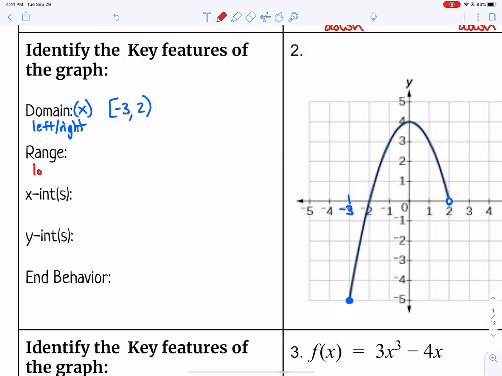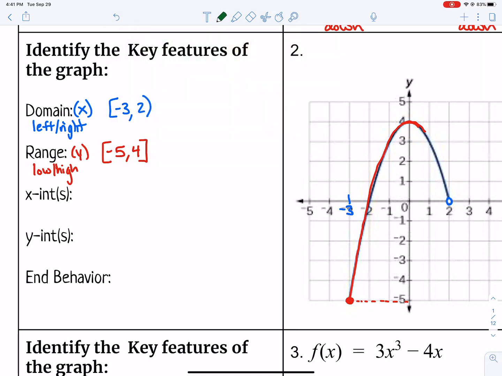For the range, I look at the lowest y value to the highest y value. So my lowest y value would be -5, and it is equal to -5 since that was a solid dot right there, so we put a bracket. And then this graph would travel up for the y values up to 4, and it is equal to 4 since that line that crosses through the 4 is solid. So our range goes from -5 up to 4.